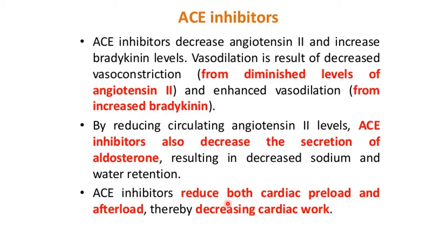ACE inhibitors in this way reduce both the cardiac preload, because they are decreasing the blood volume, and the afterload and cardiac work, because they are decreasing the peripheral vascular resistance by increasing the level of bradykinin. Because bradykinin increases the prostacyclin and nitric oxide, they are powerful vasodilators. They will decrease the peripheral vascular resistance, so afterload will be decreased. They decrease the blood volume, so preload is decreased. So ACE inhibitors reduce both preload and afterload, and therefore they decrease the cardiac work. And when there is a decrease in the cardiac work, there will be a decrease in the blood pressure.